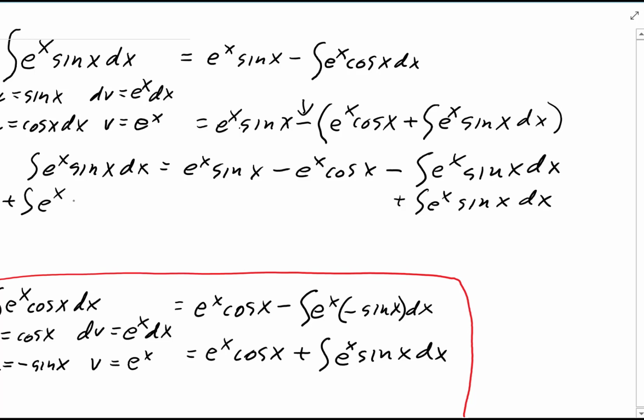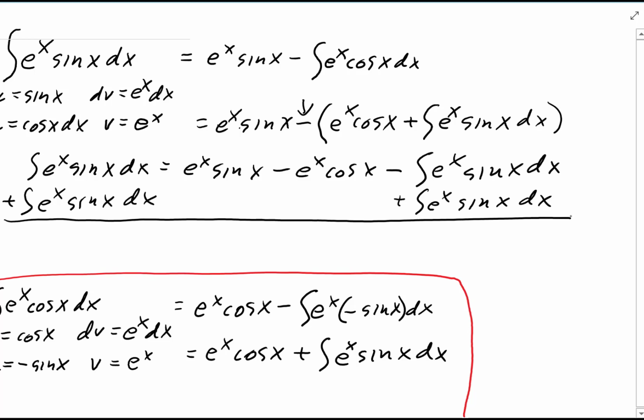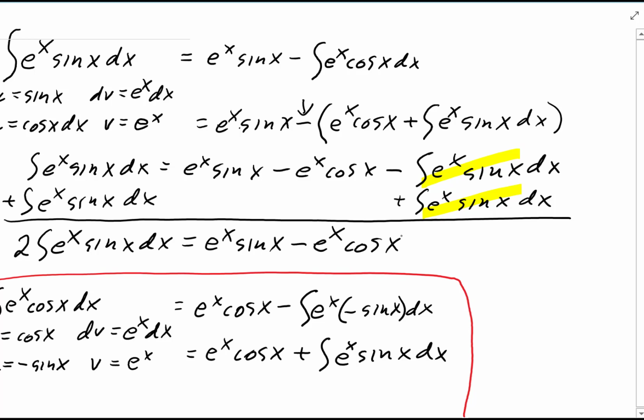This is just a simple algebra trick. And when I do that, I get 2 times the integral of e to the x sine x on the left. On the right, these two are going to cancel, and I get e to the x sine x minus e to the x cosine of x.